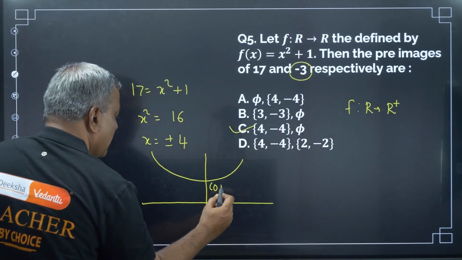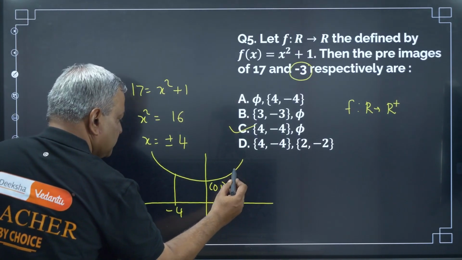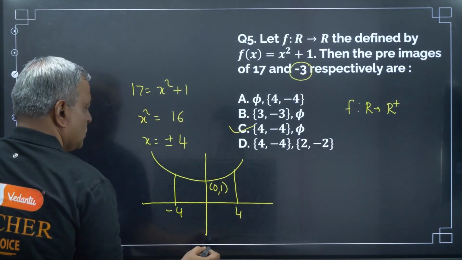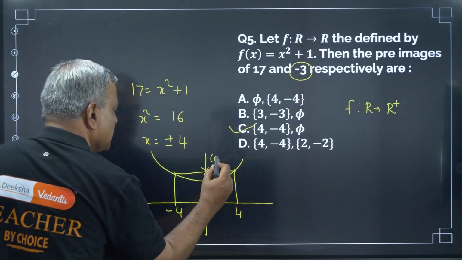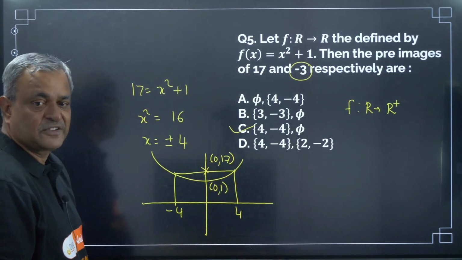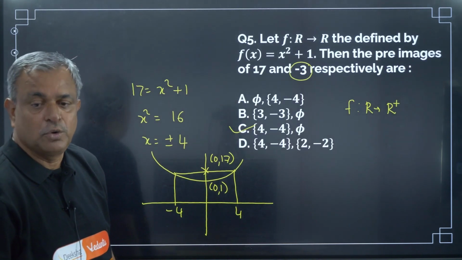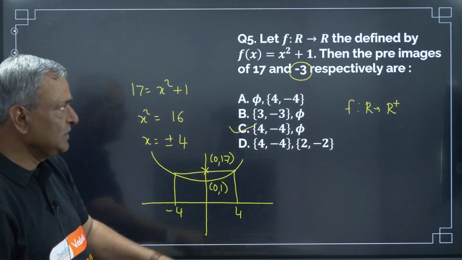If we draw it graphically, the graph of x square plus 1 looks like this. This is 0, 1 and this point is minus 4 and this point is plus 4. The output will be 17. That only they are asking. If I put x equal to 4 or minus 4, you get 17 as the output. That only they are asking.